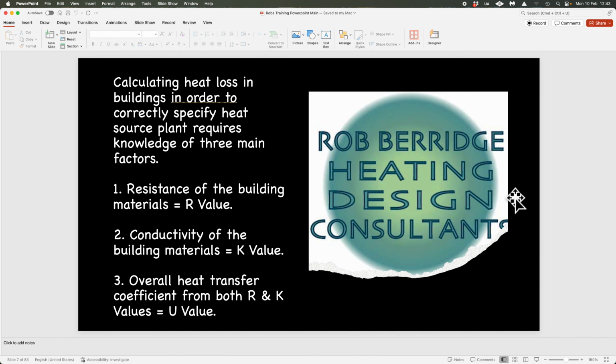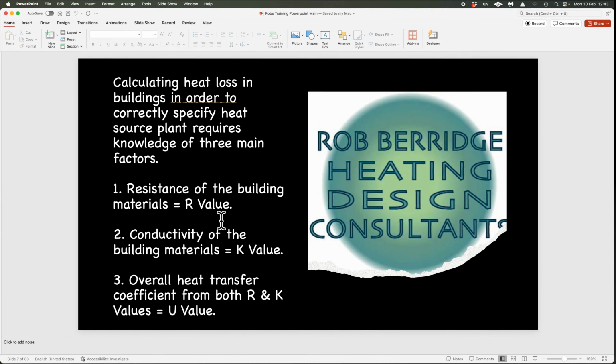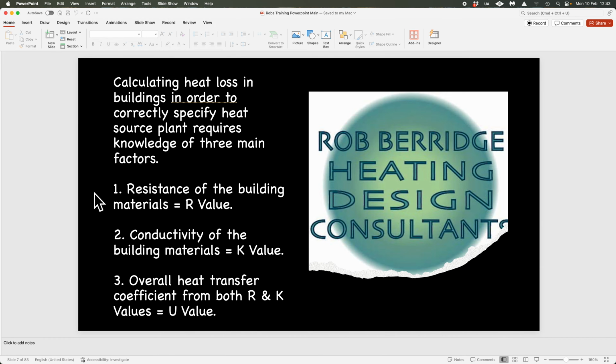Now, this is where we start to get into the figures. These are the three major components that you need to understand when doing longhand heat loss calculations. So we need to know these three things. We need to know the resistance of the building materials, which is the R value. We then need to know the conductivity, or the thermal conductivity of the building materials, and that's your K value. And then what everybody's probably heard of is the overall heat transfer coefficient of both the R and the K values, and that's the U value. And I'll show you how you can manually calculate a U value out of any building material whatsoever, and it is so easy, guys. Everybody can do this.